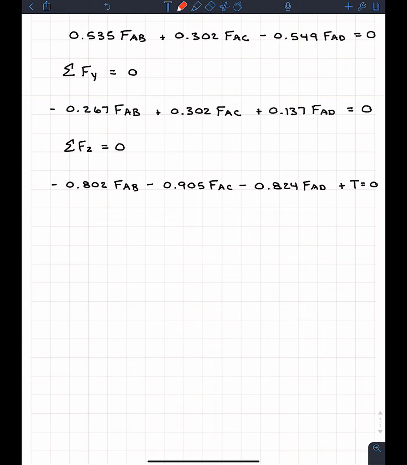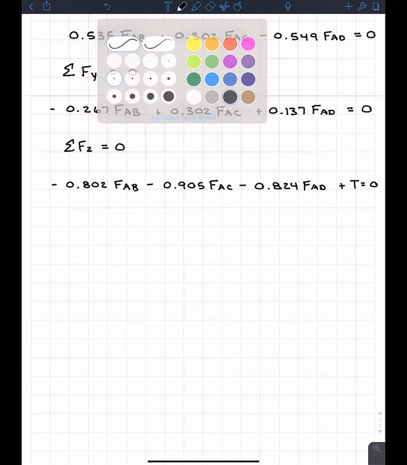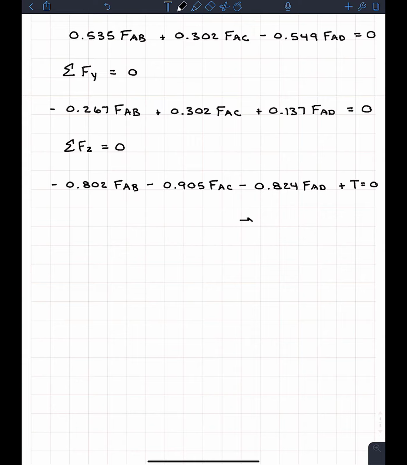So let's just say that FAB is equal to 1. Of course this probably won't be our final load combination. It won't be our final load. We're going to have to multiply it. But what's nice is if we can solve all the other forces, we can find their proportionality to each other, and we can multiply them all together to make things really, really easy. So you know what?